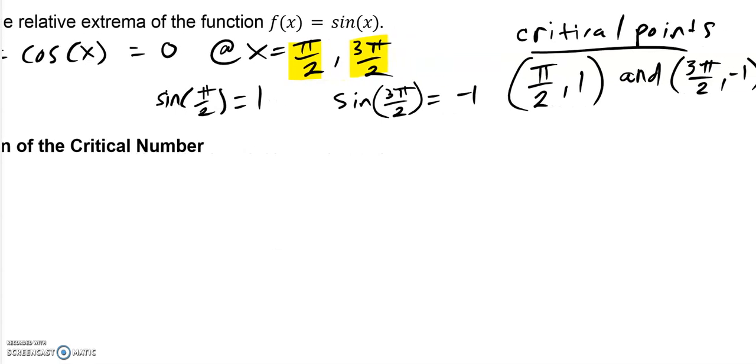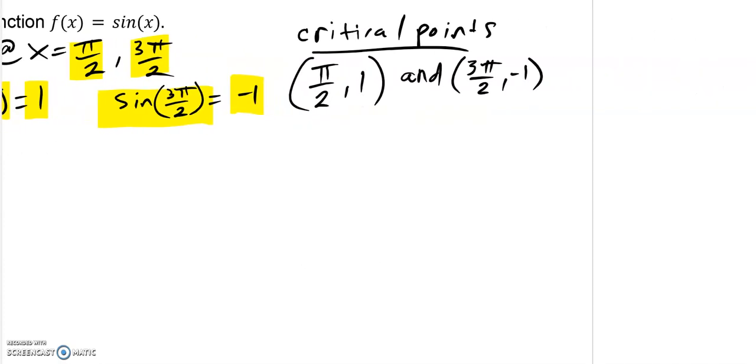And so sine of pi over 2 is 1, and sine of 3 pi over 2 is -1, meaning our critical points occur when x is pi over 2, y is 1, and x is 3 pi over 2, your y value is -1. Right, so then that means, in this case, this is our max at pi over 2, 1, and then our minimum is at 3 pi over 2, -1.